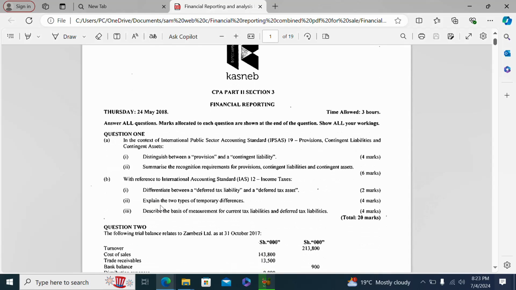Then part B of the question, with reference to International Accounting Standard IAS 12, Income Taxes, differentiate between a deferred tax liability and a deferred tax asset. Explain the two types of temporary differences. Describe the basis of measurement for current tax liability and deferred tax liability.